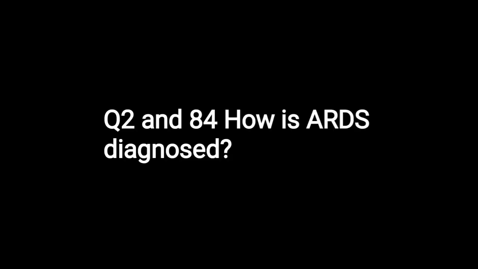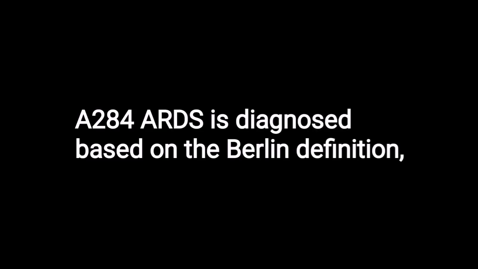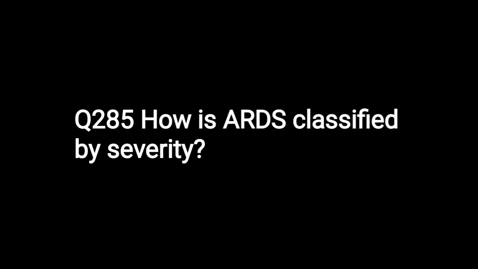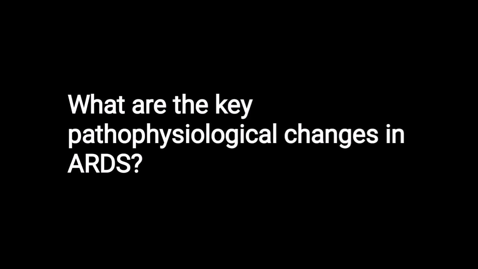Q284. How is ARDS diagnosed? A284. ARDS is diagnosed based on the Berlin definition, which includes acute onset, bilateral opacities, origin of edema, and impaired oxygenation. Q285. How is ARDS classified by severity? A285. ARDS is classified as mild, moderate, or severe based on the degree of hypoxemia as measured by the PaO2-FiO2 ratio.